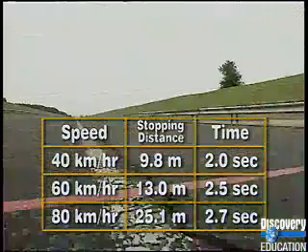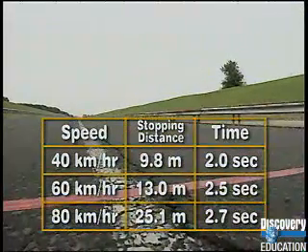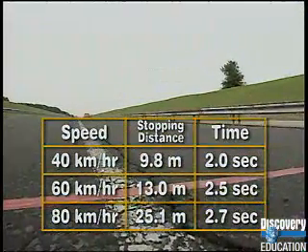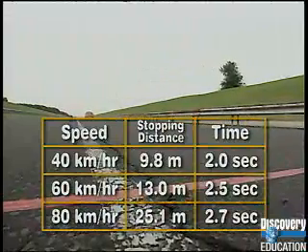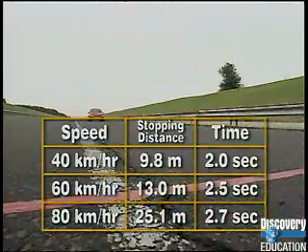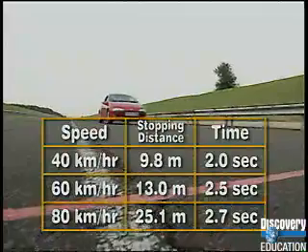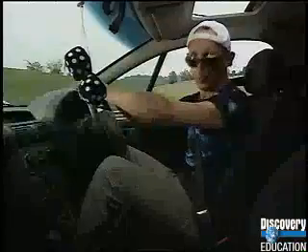At 40 kilometres per hour, the car travels 9.8 metres and comes to a stop in 2 seconds. At 80 kilometres per hour, the car travels 25.1 metres and comes to a stop in 2.7 seconds. Wicked.